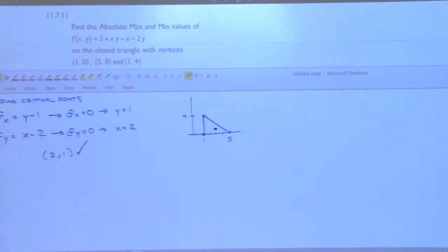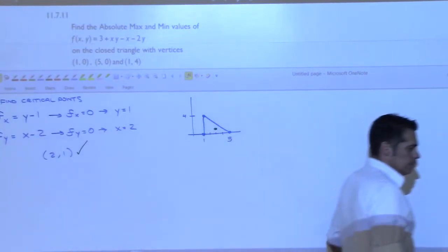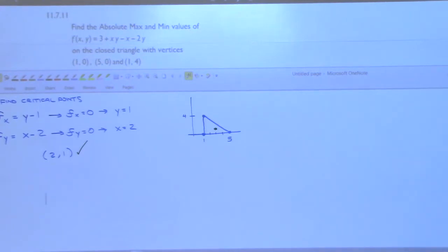All right, we good? It just so happened that in this particular problem, we only have one critical point. There could be others where we have a bunch of them. You could have 5 of them. We only choose the ones that are inside the triangle. They have to be inside the region. The region may not be a triangle, but yes, within the region. Okay? All right. Next step.